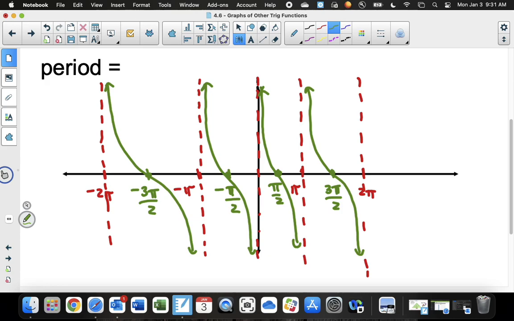What is it? Somebody said it. Pi. If you take a look, from 0 to pi, you've got one of those full waves. Then another full wave from pi to 2 pi. Every pi, this pattern is repeating.